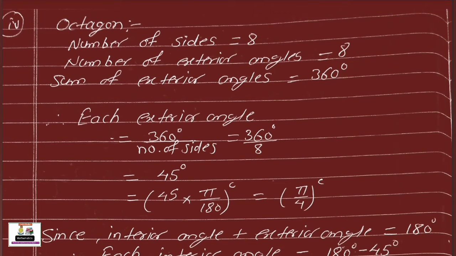Next, octagon. Octagon means number of sides 8. Number of exterior angles 8. The sum of exterior angles is, we know, 360, and each exterior angle is 360 upon number of sides. This is the formula. Then we get 45 degrees. This is in degrees, convert into radians. Multiply by pi by 180. Then we get pi by 4 radians.